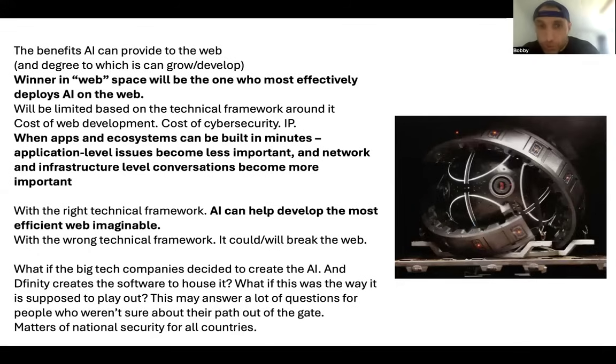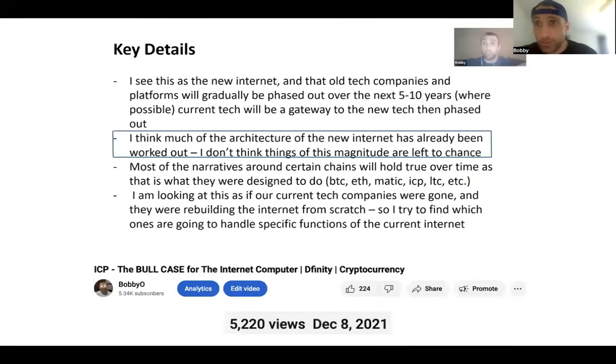With the right technical framework, AI can develop the most efficient web imaginable. With the wrong technical framework, it can break the web. And what if, speaking hypothetically, because me personally, and I could be wrong, I could 100% be wrong, I'm just saying that I've been telling the same story for 3 years. The last time I made a very, very big deal about some type of unique functionality was Chain Key.